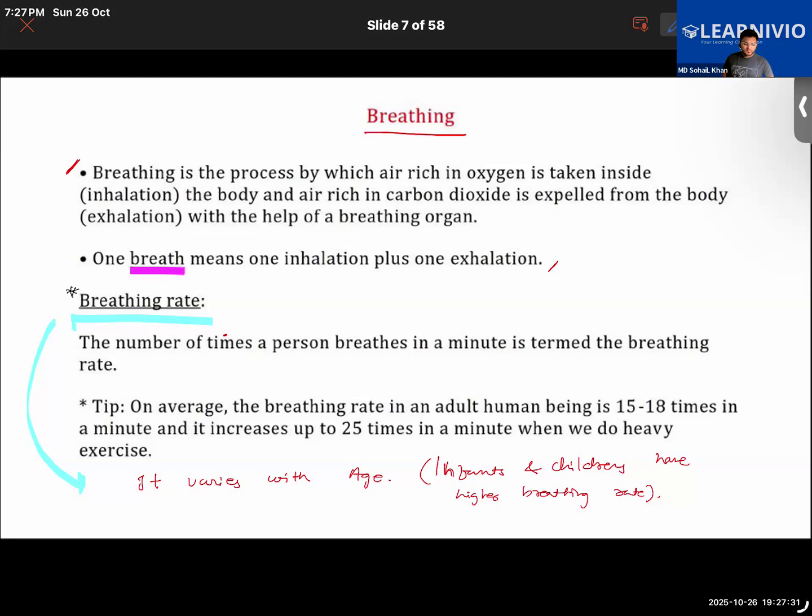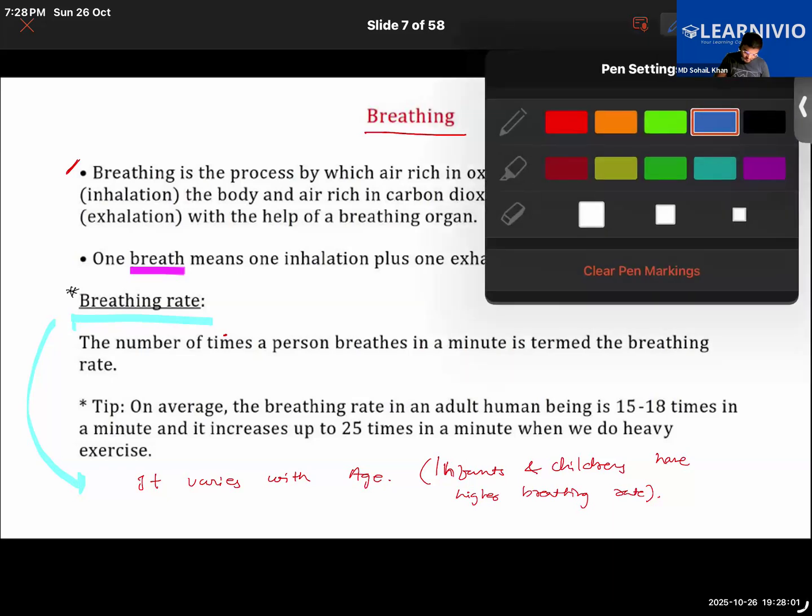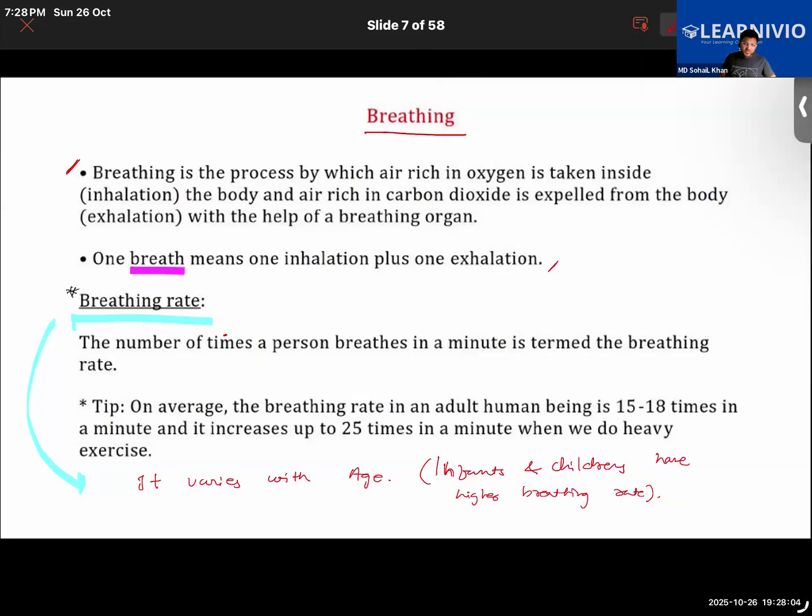With the help of a breathing organ. One breath means one inhalation plus one exhalation.